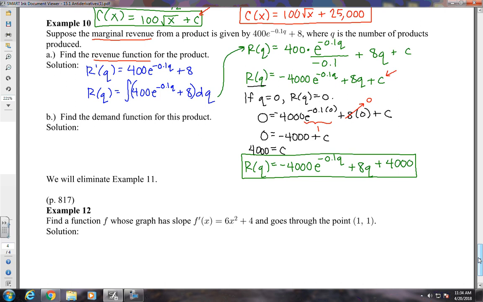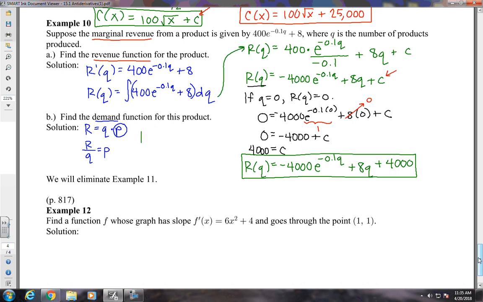Recall that revenue is equal to quantity times price. And that price is describing the demand in terms of quantity. So if I want to get the demand out of this, I can simply divide both sides by Q. So dividing both sides by Q, we have our demand function. So to find our demand function in terms of quantity Q, we need to take revenue divided by Q. So we found our revenue function.